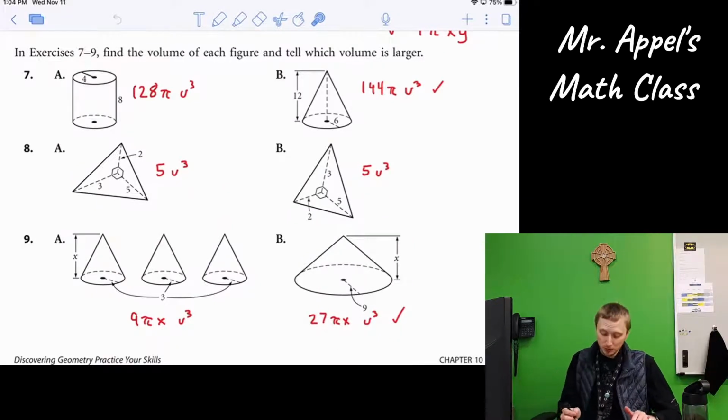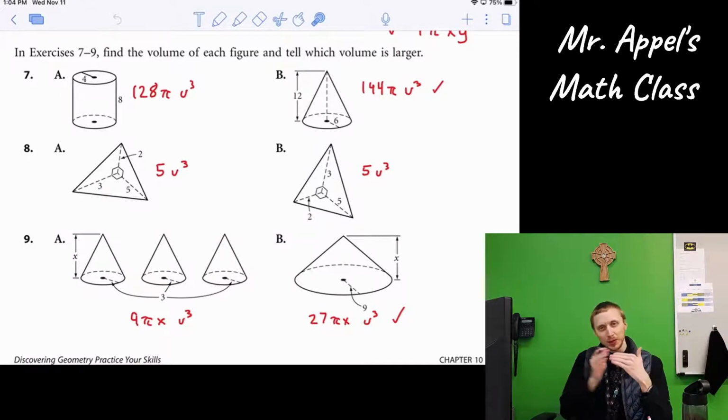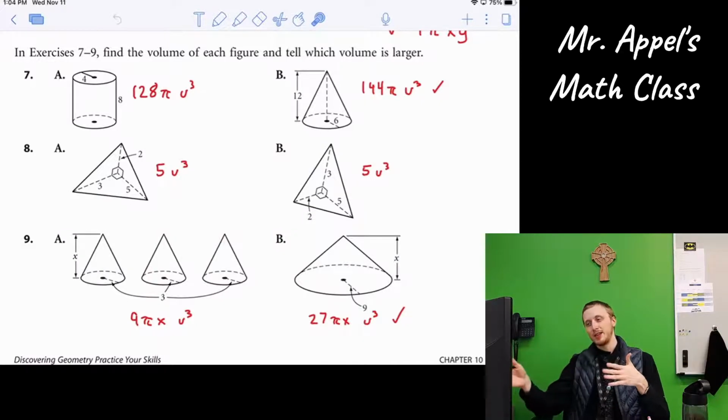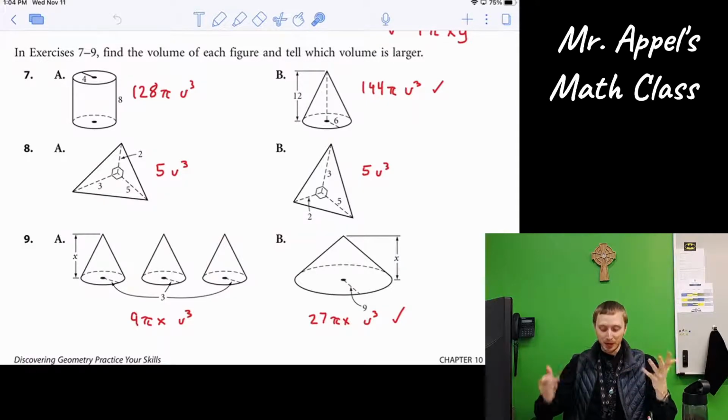And number 9, who wins, 3 small cones or 1 triple-sized cone? The triple size wins. Notice this is a radius of 3 on each of these. So in theory, well, if it's 3 times bigger, right? 9 is 3 times 3. Shouldn't I have 3 times 3 here? But that's only in one dimension. It's 3 times bigger this way and this way. So that makes a compounded effect. So you end up with a much bigger volume overall with a single large cone.